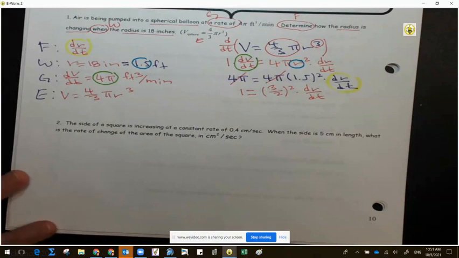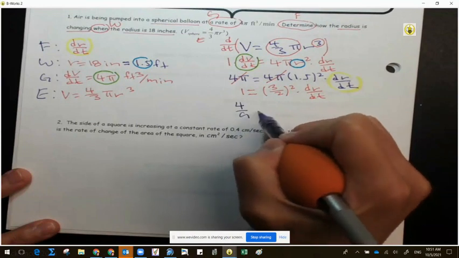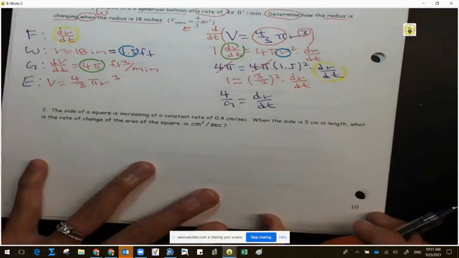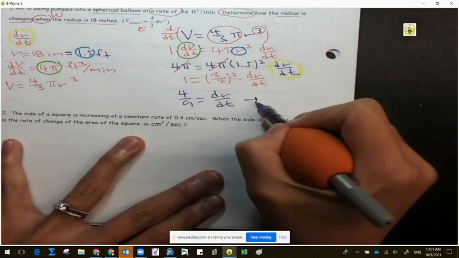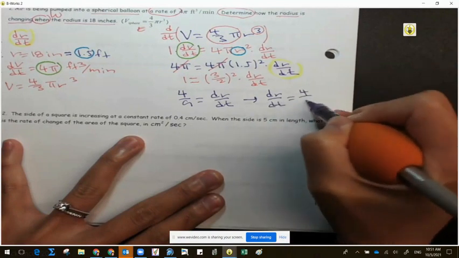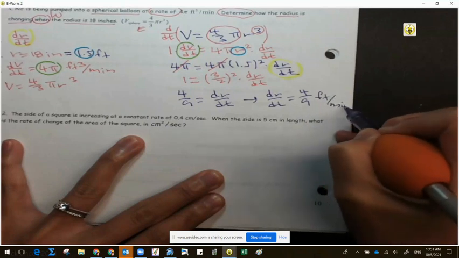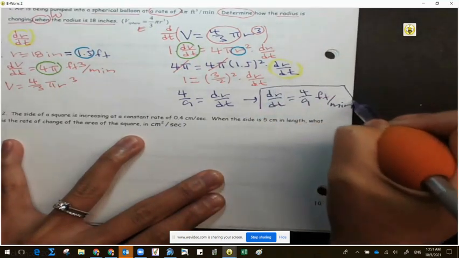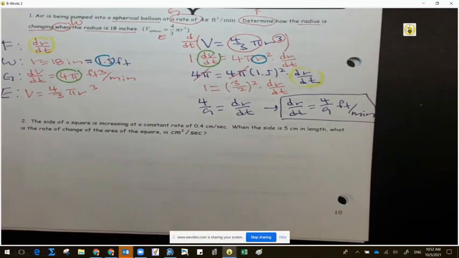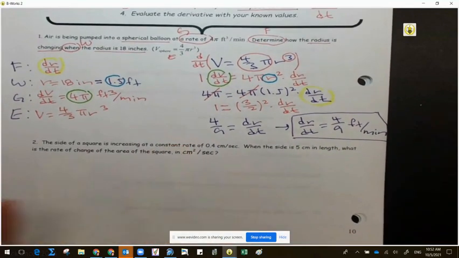And to solve for dr over dt by itself, I need to multiply by the reciprocal, which is 4 over 9. Dr over dt. And I should really rewrite this in a better way. Dr over dt is equal to 4/9. And we were looking at feet per minute. So if it doesn't bother you that you went from right to left, you can leave it as the first portion, but I'm going to put it as the right side. All right, so we've got it all done.